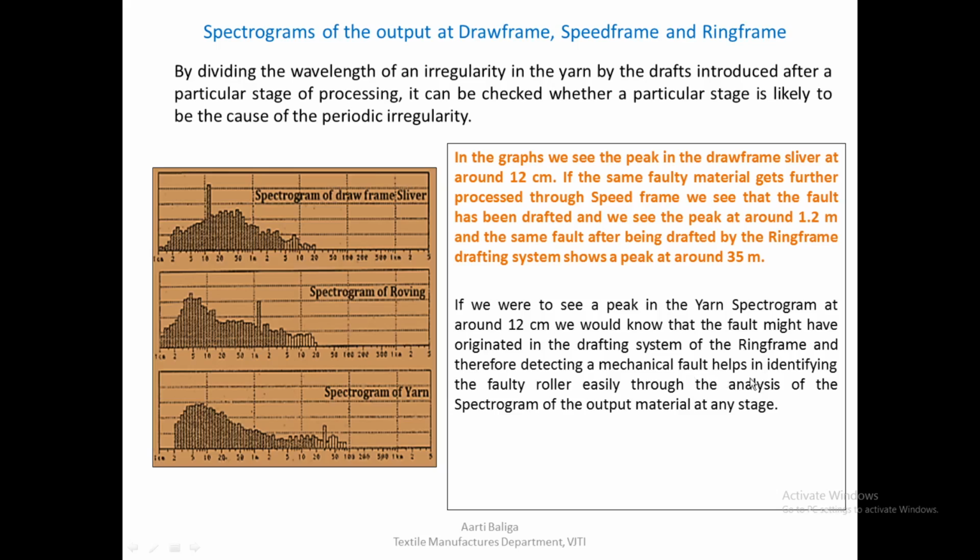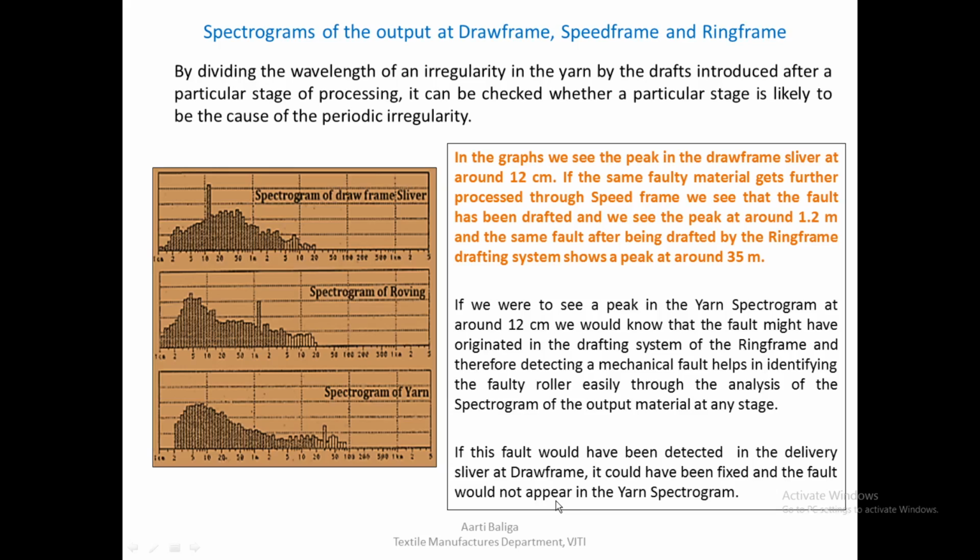Therefore, detecting a mechanical fault helps in identifying the faulty roller easily through the analysis of the spectrogram of the output material at any stage. So the moment I see a peak over here in this particular yarn, I will go and fix the place. Now here, when I see a peak, I know that this fault has originated somewhere in the earlier processes. It has not come from the same machine. If I see a peak at a smaller wavelength, then I know that it has originated from the drafting system of the same process for which the testing has been done.